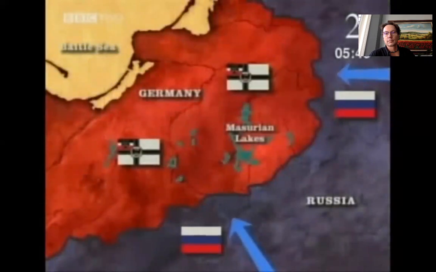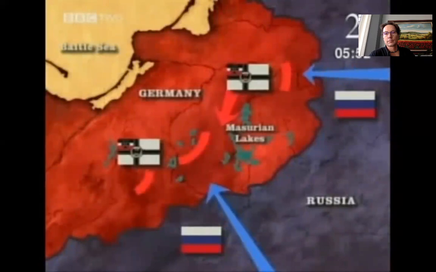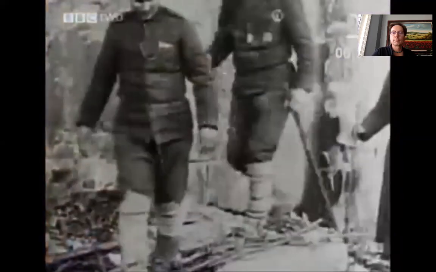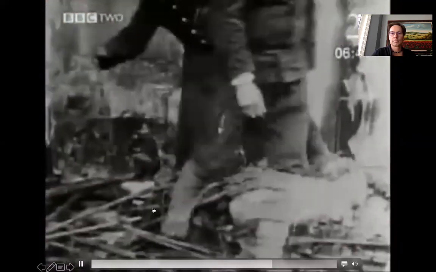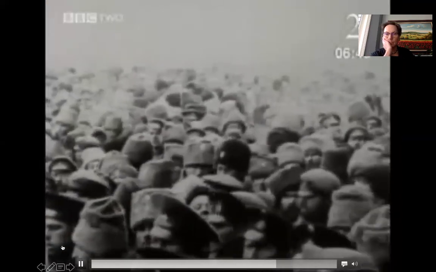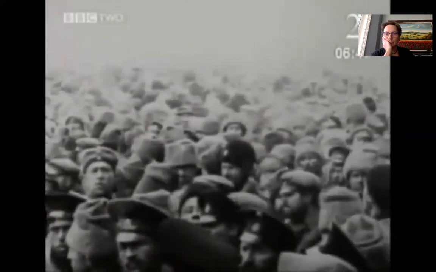The generals in charge of the Russian army had divided their forces and entered Germany from different directions. The Germans decided to combine their forces and headed south to Tannenberg. Within a month, the Germans had pushed the Russians back, killing 250,000 men. The Russian advance into Germany had been stopped.